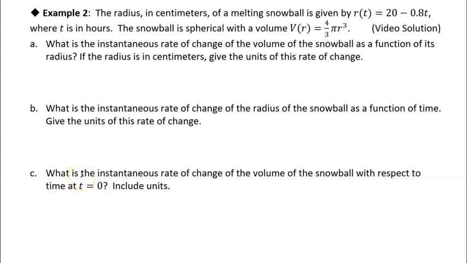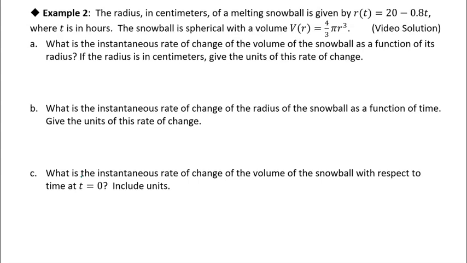In this example, we have a melting snowball, and its radius is given as a function of time. The radius is equal to 20 minus 0.8t, where t is in hours. We are also given the volume of a sphere in terms of its radius, 4/3 pi r cubed. That's just the standard formula from geometry.